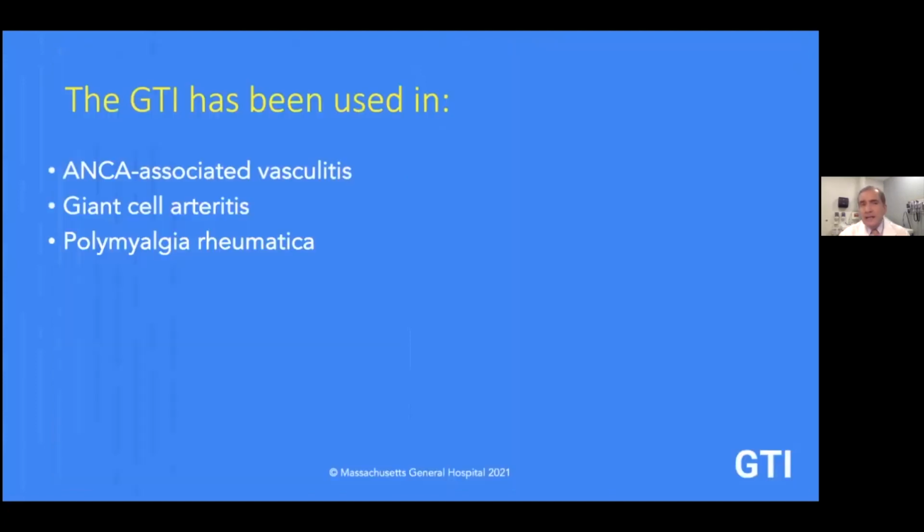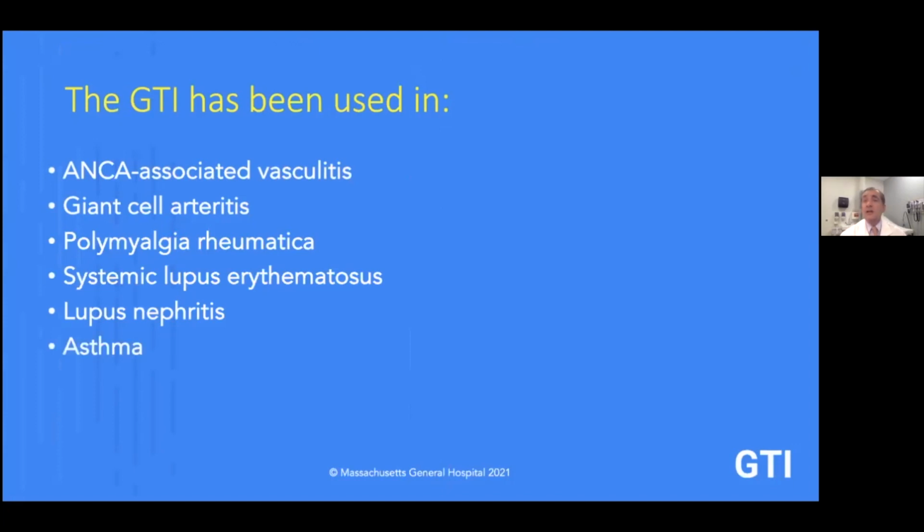So the GTI has been used in multiple inflammatory disorders now, well-known rheumatologic conditions, ANCA-associated vasculitis, giant cell arteritis, and polymyalgia rheumatica, so the vasculitides, lupus, both systemic lupus erythematosus and lupus nephritis, asthma.